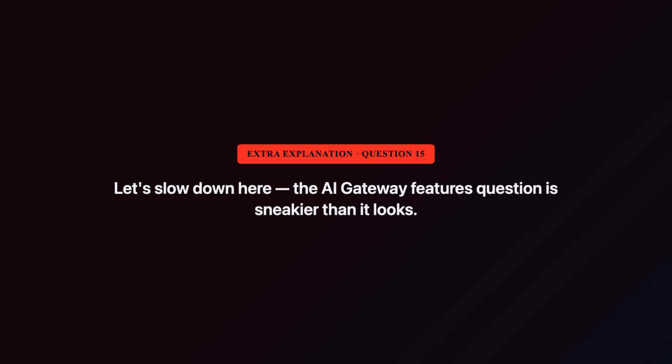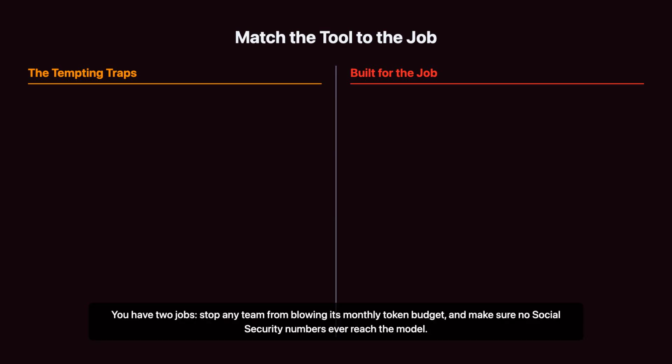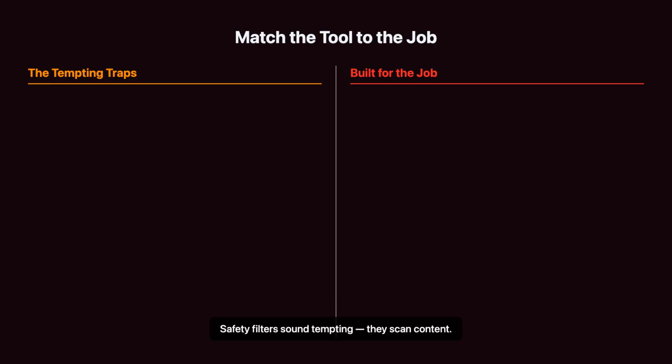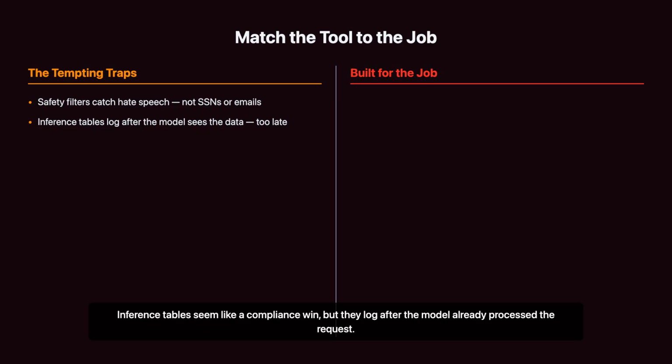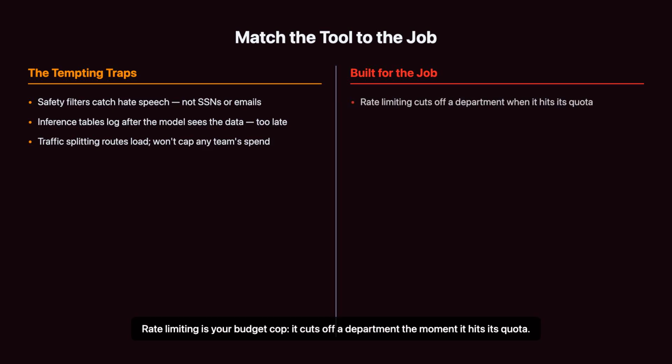Let's slow down here. The AI Gateway features question is sneakier than it looks. Imagine you're the platform engineer at Kestrel Systems. 5 departments share one model endpoint. You have 2 jobs: stop any team from blowing its monthly token budget, and make sure no social security numbers ever reach the model. Safety filters sound tempting. They scan content, but they flag violent or offensive language, not personal identifiers. Inference tables seem like a compliance win, but they log after the model already processed the request. The SSN is already gone. Traffic splitting routes load across models, great for reliability, useless for budgets. Rate limiting is your budget cop.